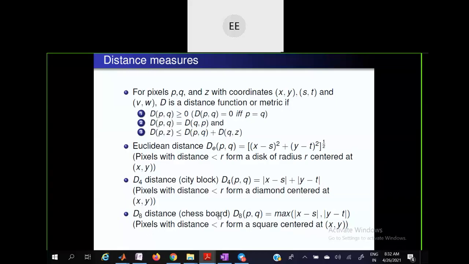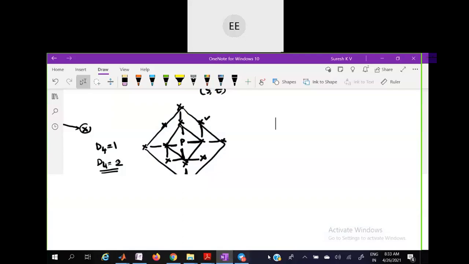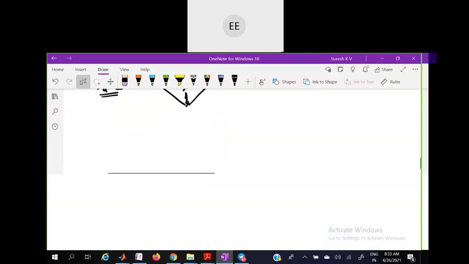Next is d8 distance. The difference between d4 and d8 is this. Here it is not the sum of absolute x minus s and y minus t. It is actually the maximum of absolute x minus s comma absolute y minus t. That means if this is more than this, you will take that, and that would be the d8 distance. Let me just take an example.